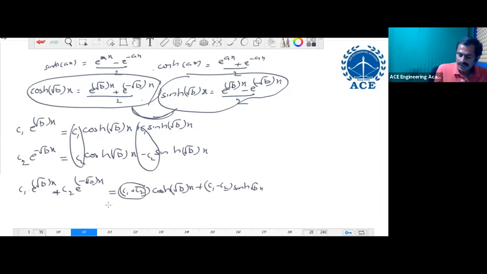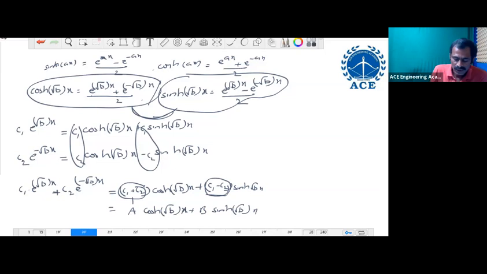This is also some constant. Again, C1, C2 are constants, so this C1 minus C2 is a constant. I am writing this as capital A into cos h root b x plus some other constant B sin h root b x. Got it?